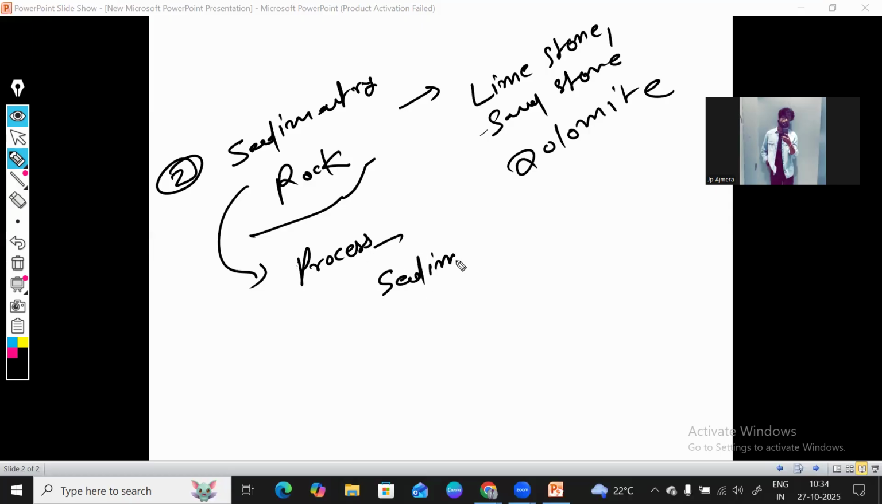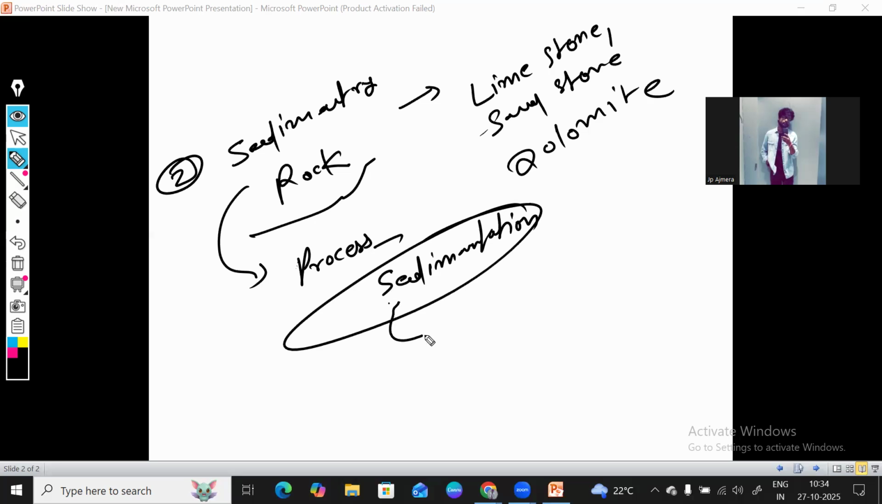Sedimentation is the process by which sedimentary rock is formed. Sedimentation is the deposition of sediment. Sediment is deposited by different processes. So this is the secondary rock.